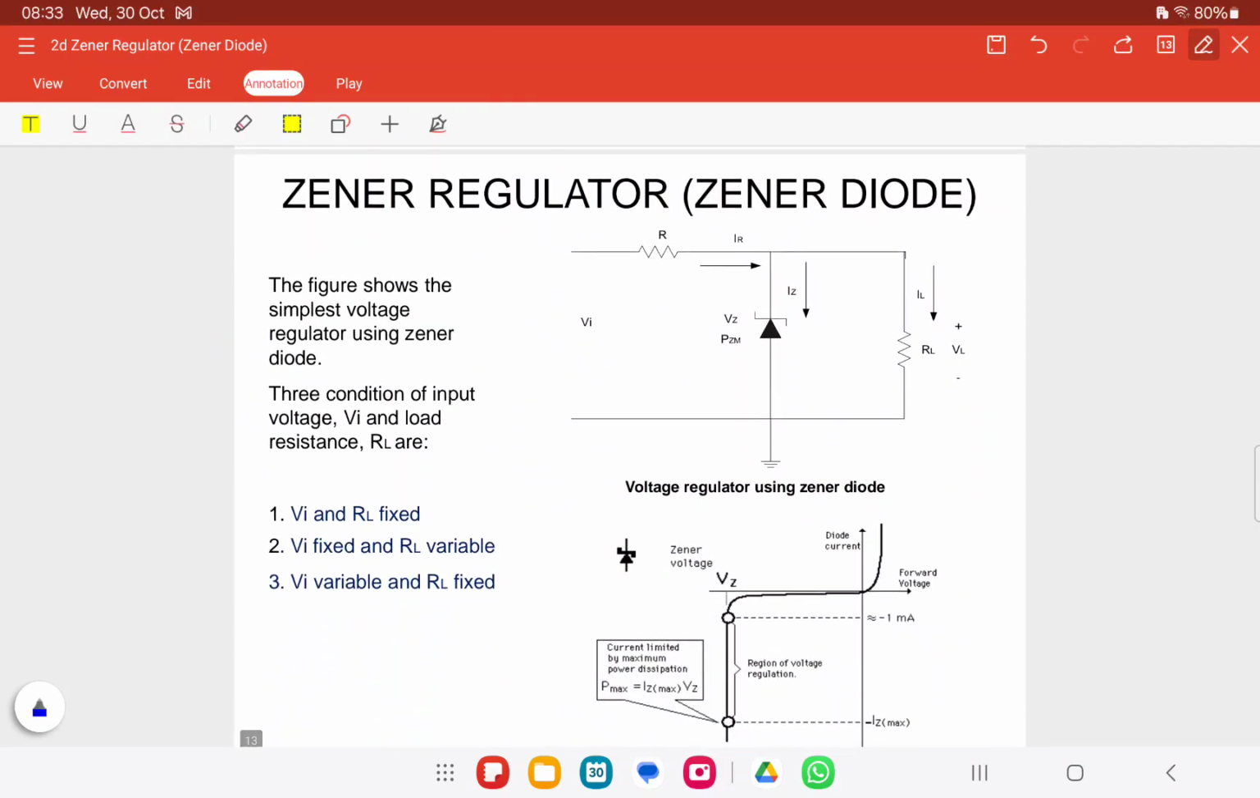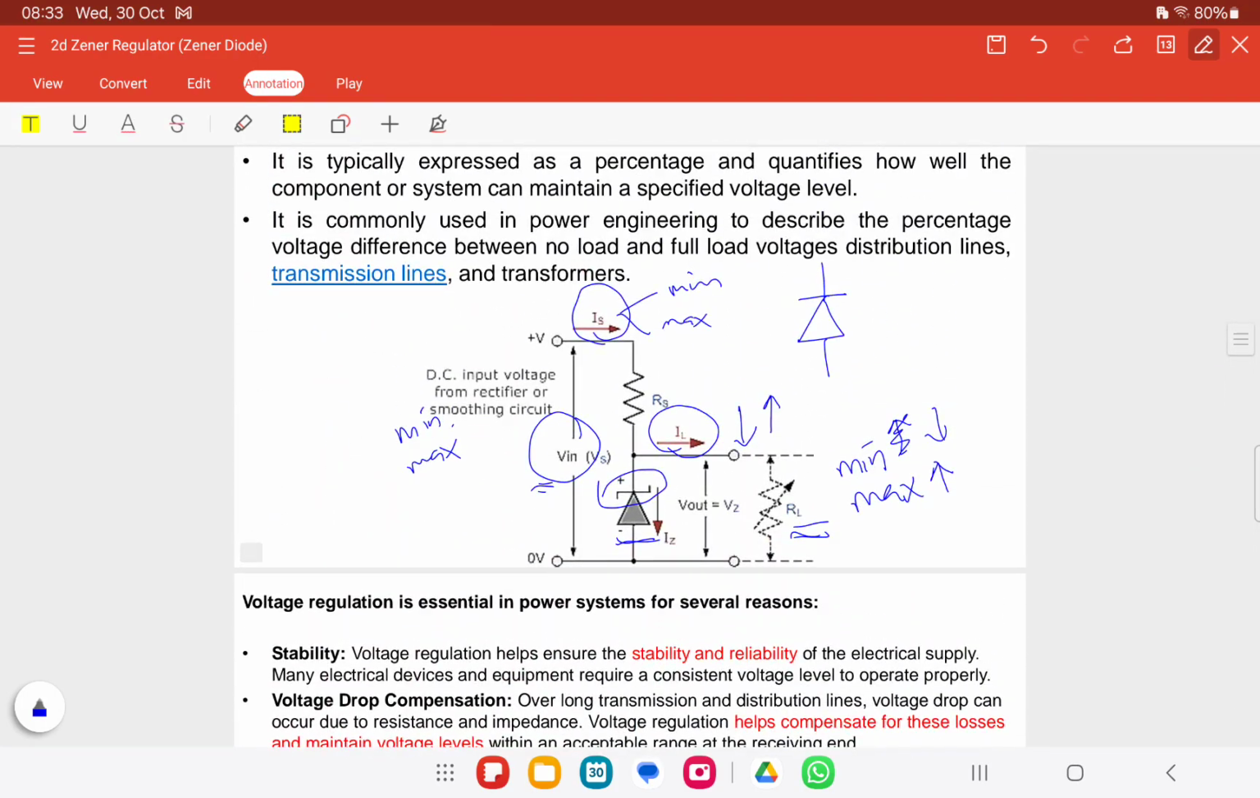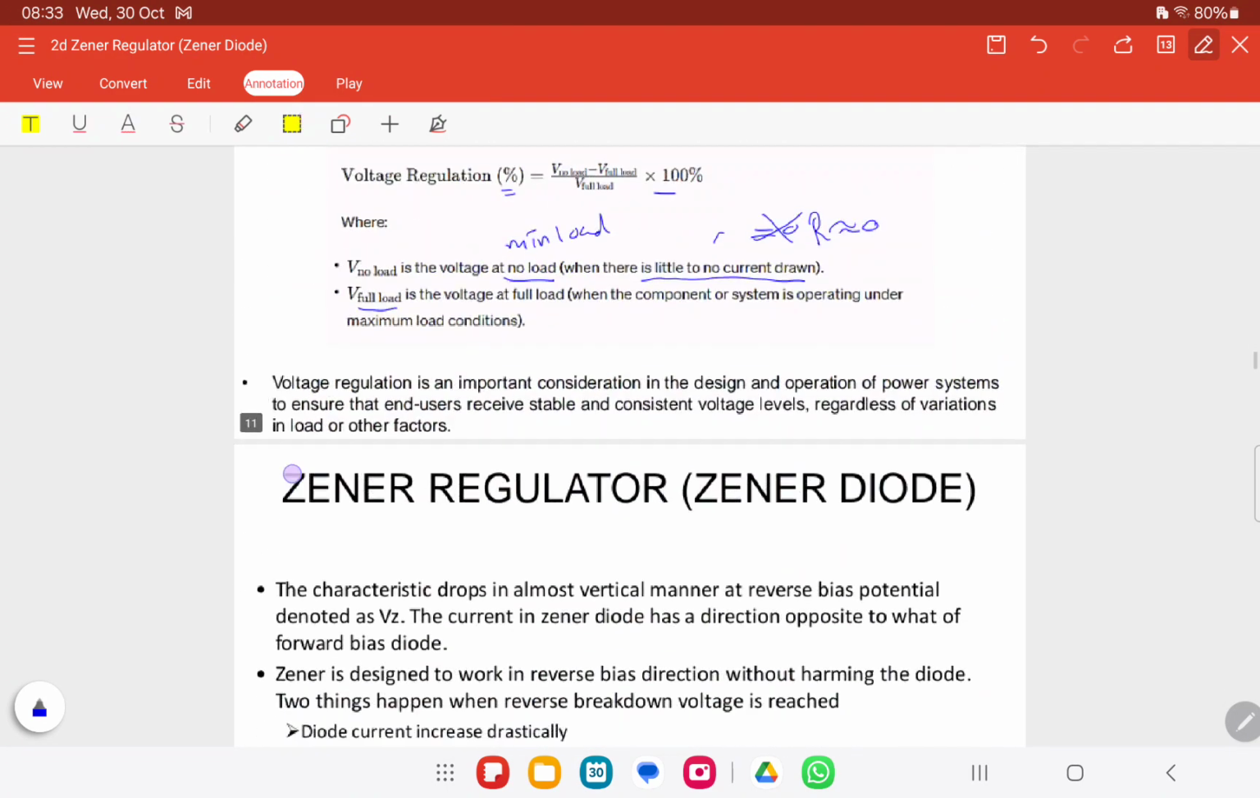Okay, so we have 3 conditions for the Zener diode. Kira-kira calculations dia ada 3 types. First is we fix for both input and the load. Okay, input dekat sini, load yang hujung. Circuit dia simple macam ni je for the Zener diode. Dia bukan macam yang ni tadi. This is in voltage regulator punya circuit. Sebenarnya sama macam ni jugalah. Sorry. Yang ni kan RS.